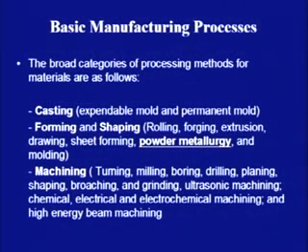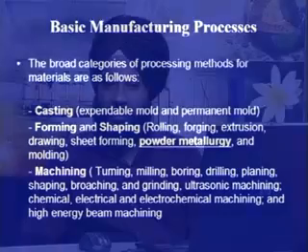Now coming on to the third broad category of manufacturing processes, these are machining processes. What are the processes that fall under machining? These are turning, milling, boring, drilling, planing, shaping, broaching and grinding. There are some unconventional machining processes also, which are ultrasonic machining, chemical, electrical and electrochemical machining and high energy beam machining.